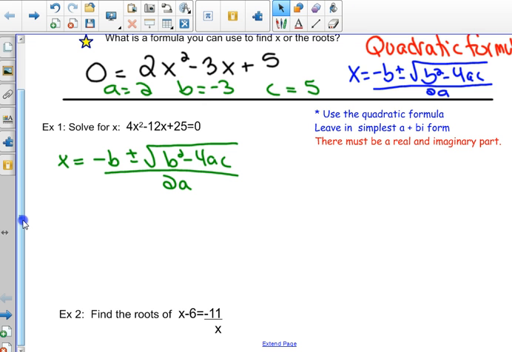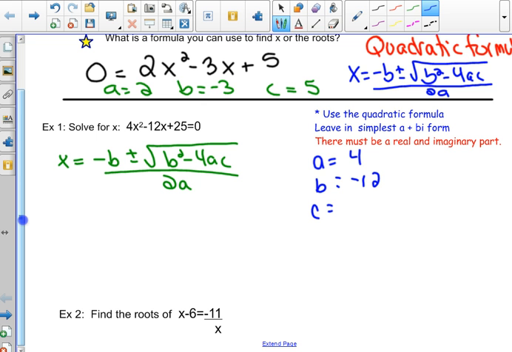Okay. All right, so let's get our a, b, and c values. Is this in standard form too? Should probably check that, yes. Make sure it's set equal to 0, going from the highest to lowest exponent. So what do you guys think the a is here? 4. Good. What about the b? Negative 12. Super, and the c? 25. Awesome.